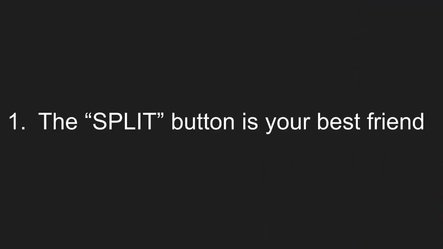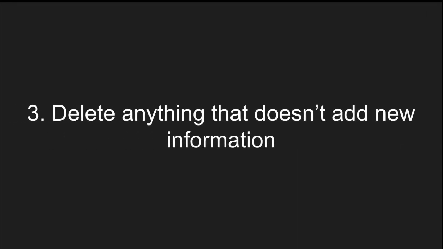So, to recap, 1. Use the split function to turn clips into smaller clips. This will help you get rid of the parts you don't want. 2. To get rid of those parts, hold down on the picture in your timeline, drag it up to the main image, and then let go. It will be gone. And finally, 3. To help make your presentation more engaging, delete anything that doesn't add new information. If it's just silence, get rid of it.